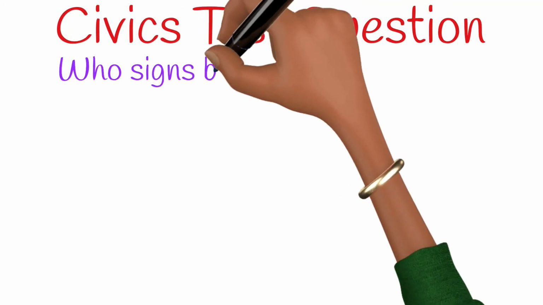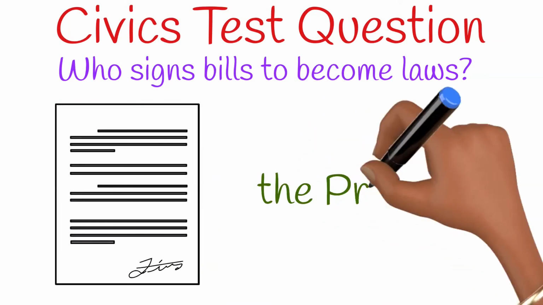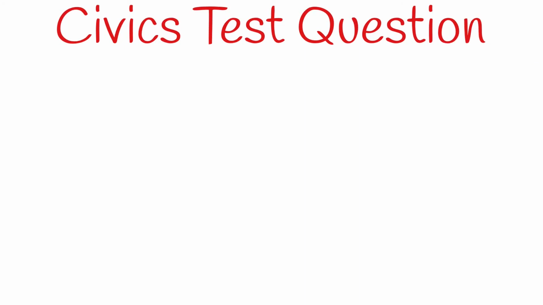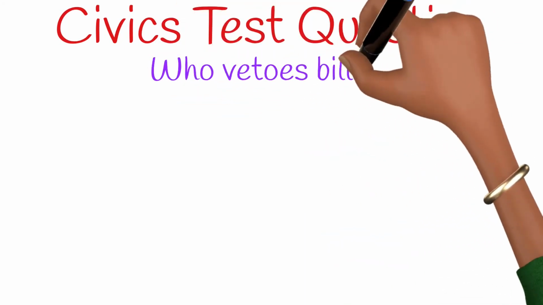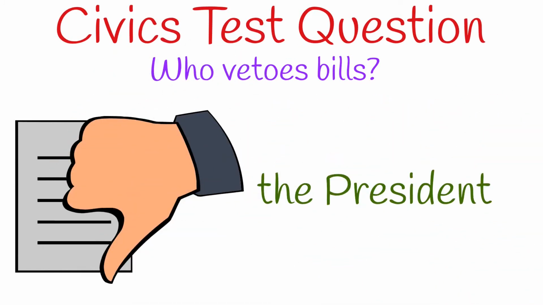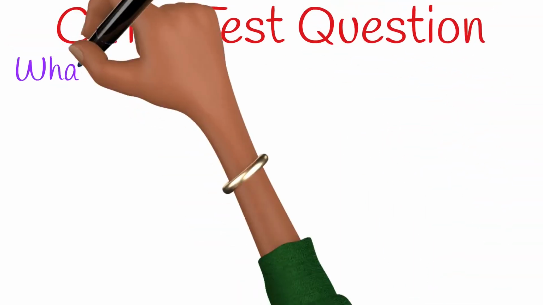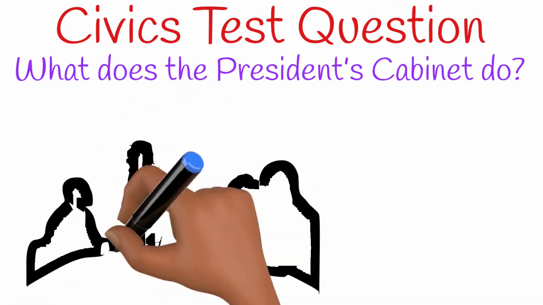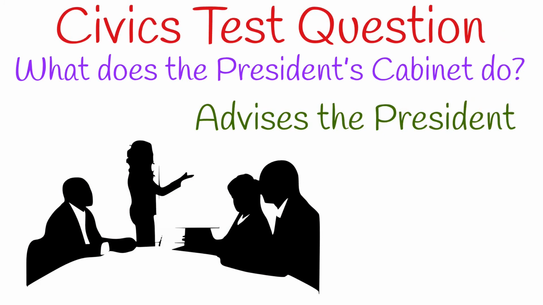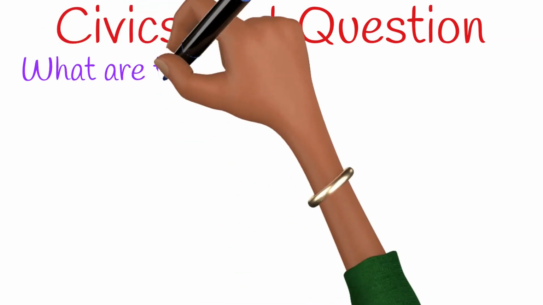Who signs bills to become laws? The President. Who vetoes bills? The President. What does the President's cabinet do? Advises the President. What are 2 cabinet-level positions?